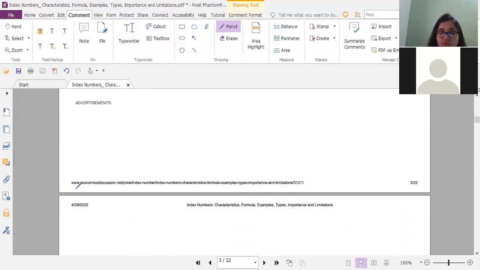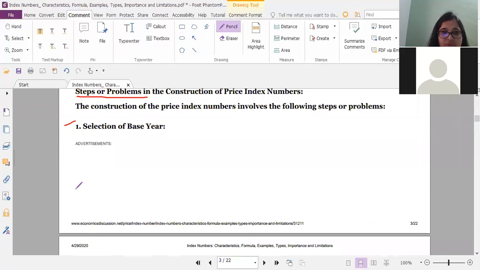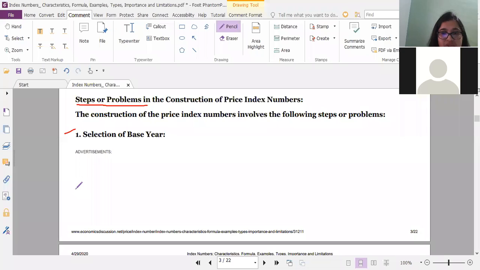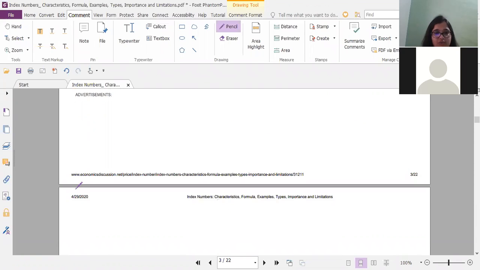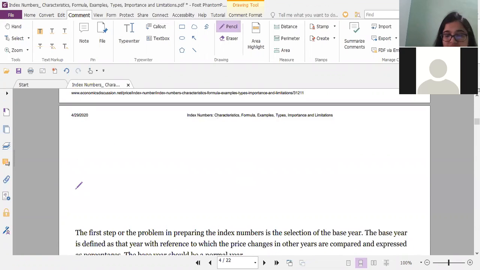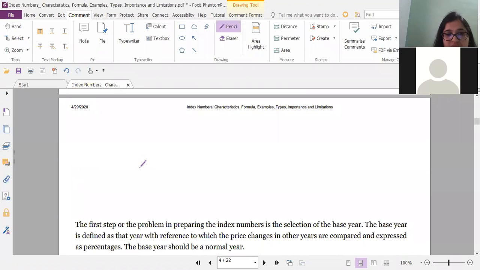Okay, so we'll look at this first step. The first step used in construction of index numbers is the selection of base year. How do you select a base year? What is base year? Base year is basically a year which is a normal year in the economy.